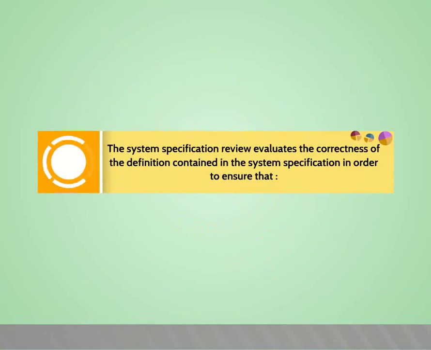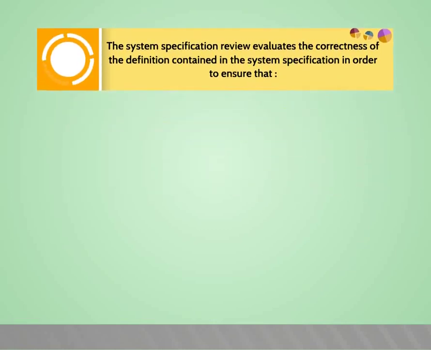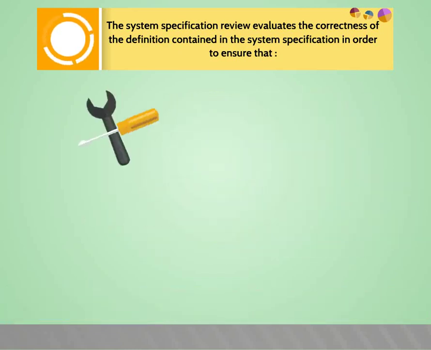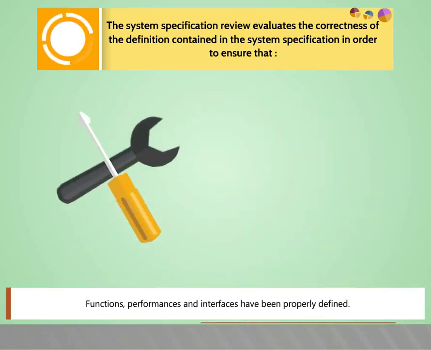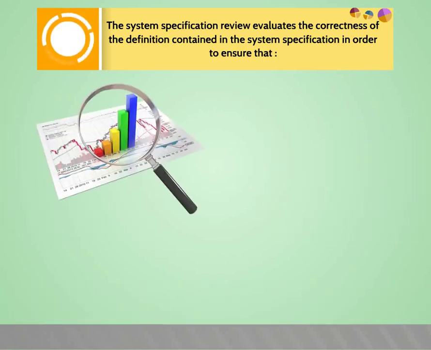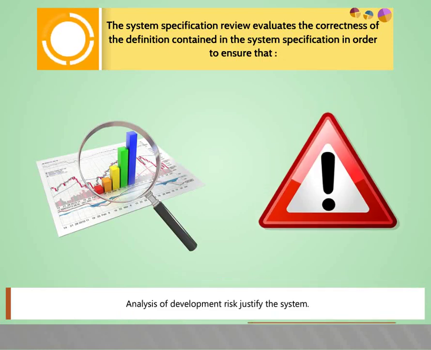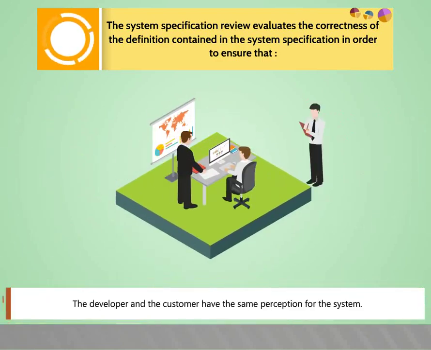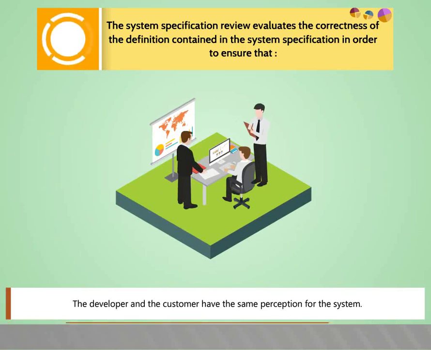The system specification review evaluates the correctness of the definition contained in the system specification in order to ensure that the scope of the project has been correctly delineated, functions, performances, and interfaces have been properly defined, analysis of development risk justify the system, and the developer and the customer have the same perception for the system.